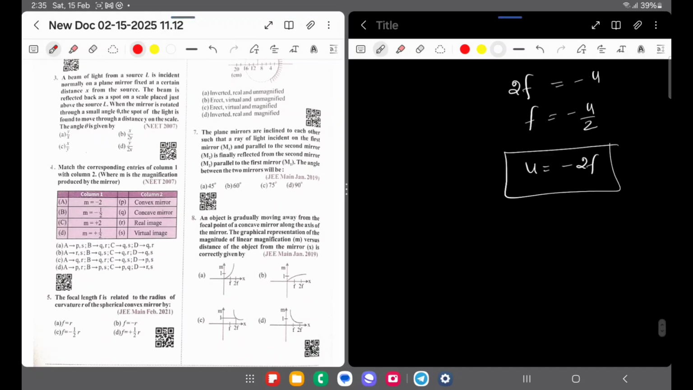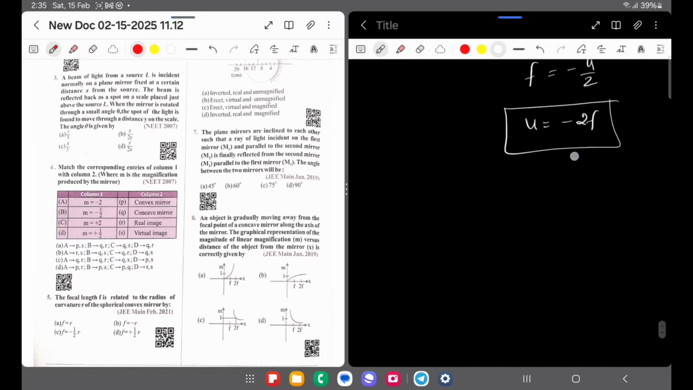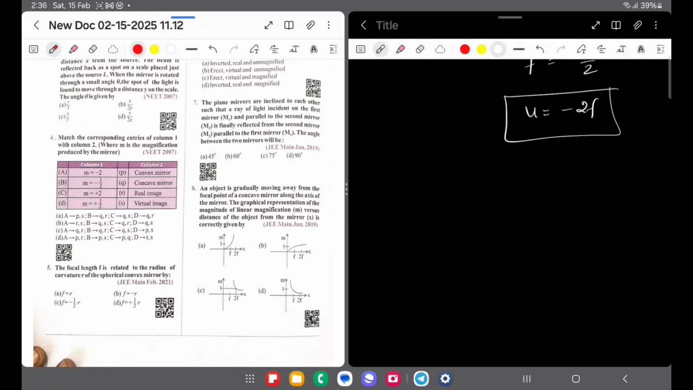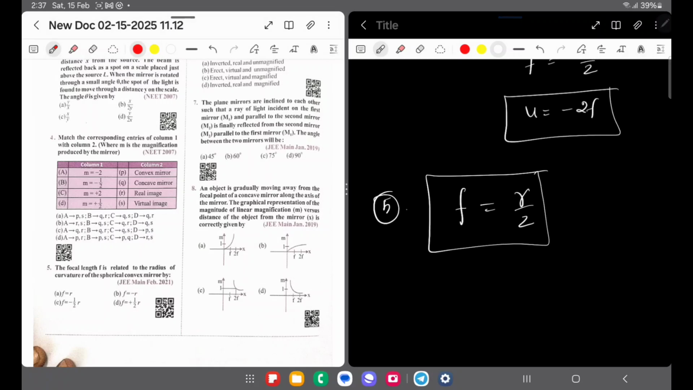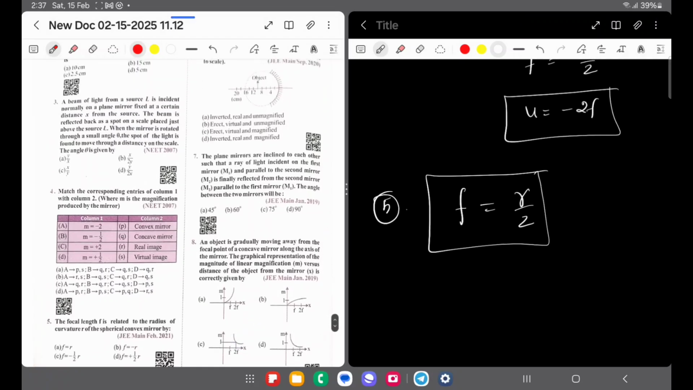Now we can work out previous year JEE questions also. Look into question number 5. This should not even be asked in JEE Main because it's such a simple question. The focal length of the convex mirror is related to the radius of curvature. You know that f equal to r by 2. It's a relationship we have.